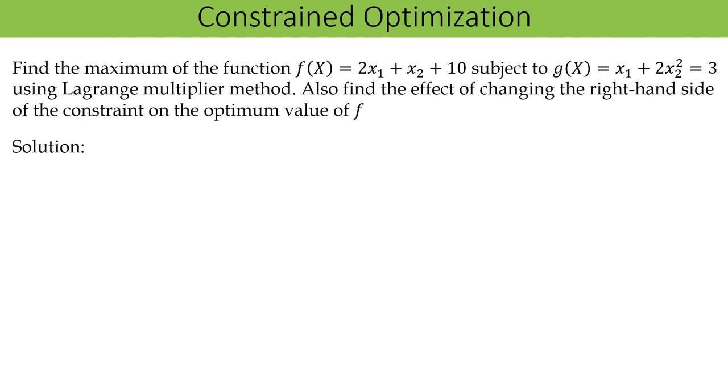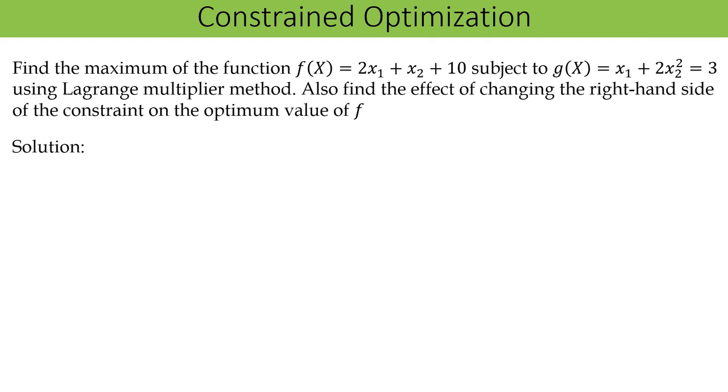So now let us solve this problem. This problem is to find the maximum of the function f(x), where f(x) equals twice x1 plus x2 plus 10, subject to g(x), where g(x) equals x1 plus twice x2 equals 0, using the Lagrange multiplier method. Also find the effect of changing the right hand side of the constraint on the optimal function value.